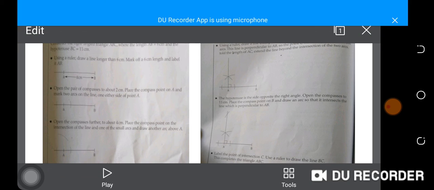Open the compasses to 11 centimeters. Remember, in our question, we have been given that the hypotenuse AB is equal to 11 centimeters. So make sure that the distance between the compass point and the pencil is 11 centimeters for us to draw the hypotenuse. So you are going to place the compass point on B and then draw an arc.